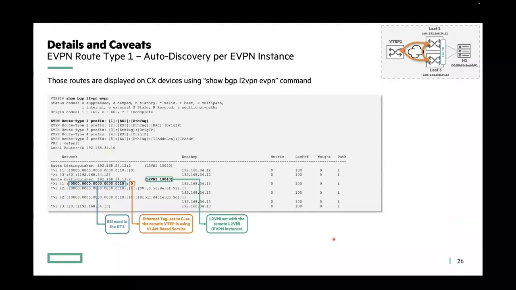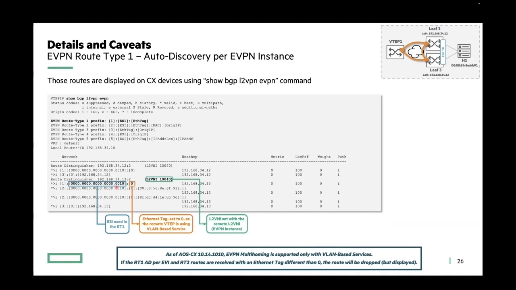If we want to see those routes in the BGP RIB as well, we can use still the same command, show BGP L2VPN EVPN. As you can see here, we can see the layer 2 VNI set to the VNI value that we had in the VNI field. The Ethernet tag is set to 0 in that case, so it means that we are using VLAN-based service. And the ESI as well has been configured and received in the ESI field in the NLRI.